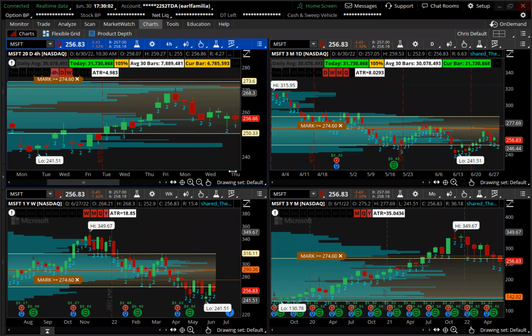Microsoft had a failed 2 up on the week. We're going down. We got entry on the 4 hour below 255 flat. Looks to me like that's continuation to the downside, so I'd be mindful to see if it continues to push down tomorrow. But yeah, this is a downside move on Microsoft.